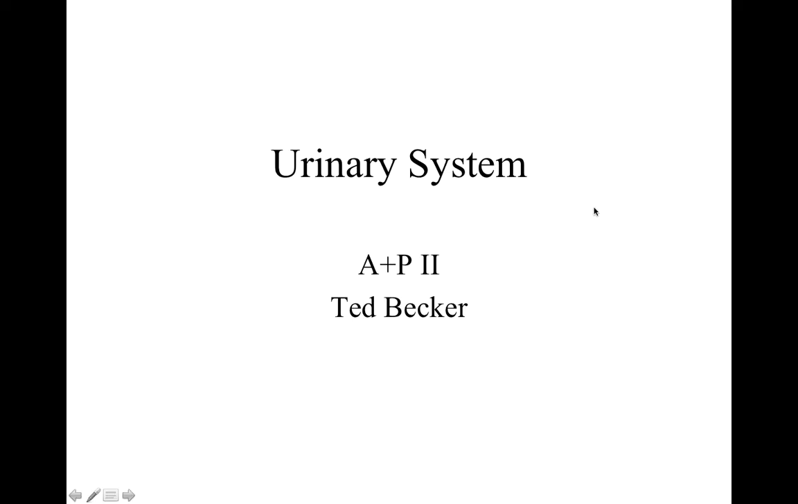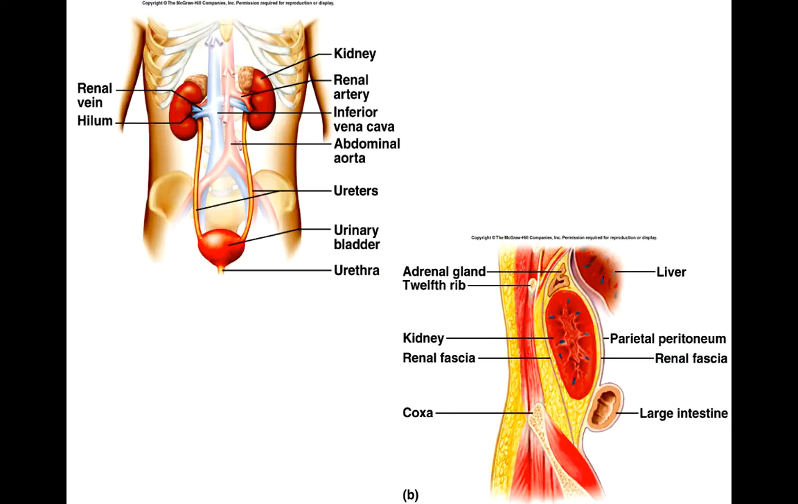Okay, this is urinary system recorded lecture part 1. The urinary system consists of the kidneys, the ureters, the bladder, and the urethra, which we can't really see.